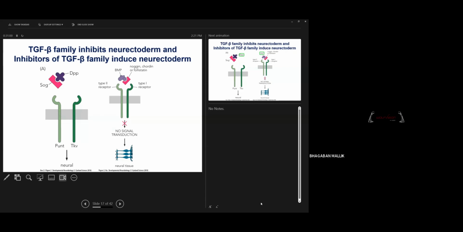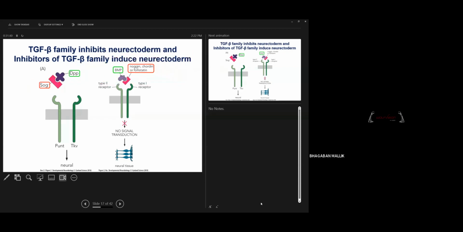And similarly, it also happens with DPP and sonic hedgehog. Another type of BMP receptor is called thick vein and punt. So the sonic hedgehog binds to the punt, and it induces neural tube formation. And DPP, another protein, actually accumulates in the dorsal side. So it complexes with the sonic hedgehog, so that sonic hedgehog is not able to bind to the punt. This is how you have regulation of generation of the neural tube or morphogenesis during development of different tissues in Drosophila. So this is just an overview.